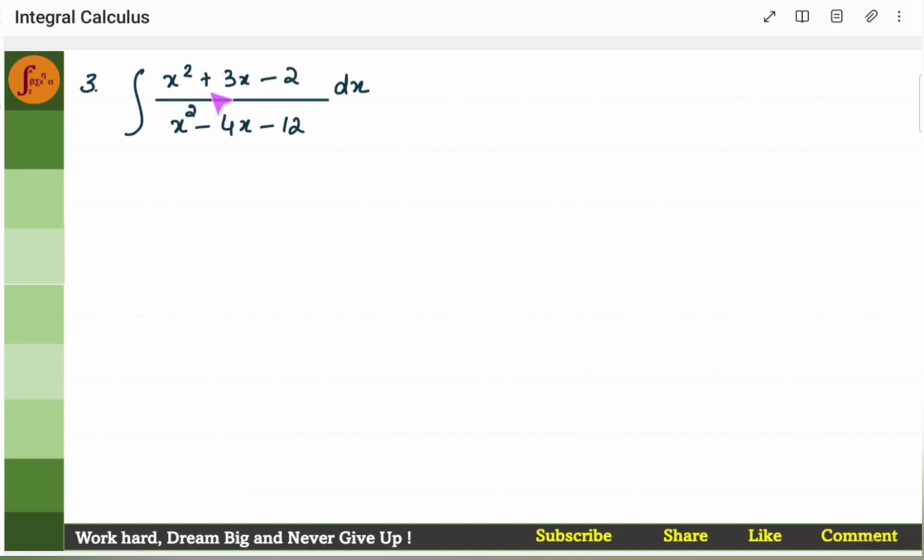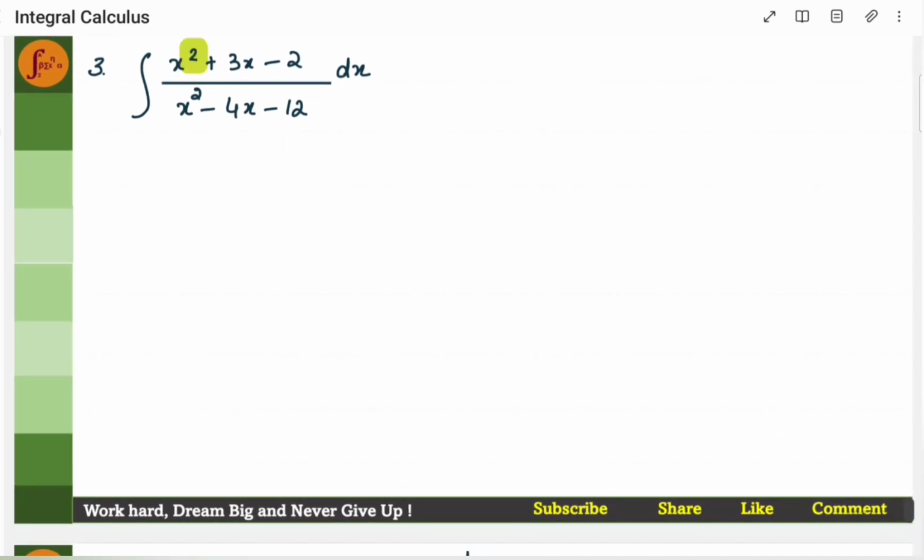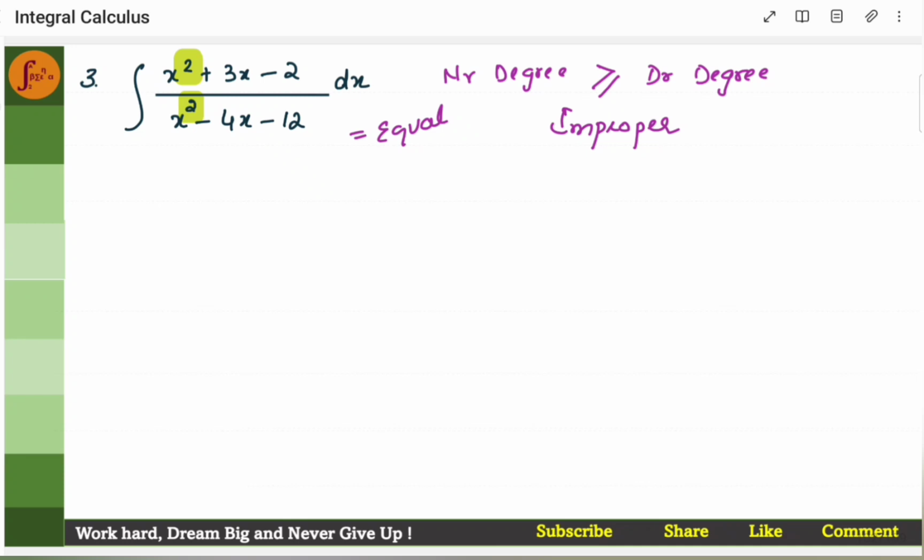Now you'll have to always figure out if it's proper function or improper function. You notice here the degree of numerator is 2 and degree of denominator is also 2. So whenever the degree of numerator is equal to degree of denominator or greater, that is numerator degree, if it is greater than or equal to denominator degree, then it is improper. It is equal here. In this case, it's equal. So it is improper. So how do we solve for improper? We'll have to convert this improper fraction into proper. To convert this, we'll have to use division method.